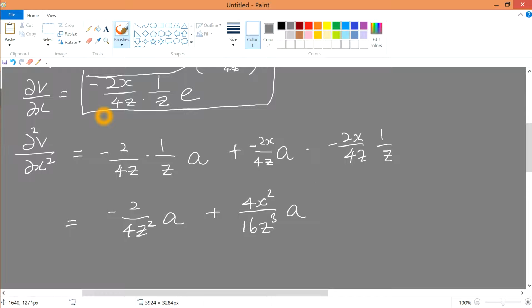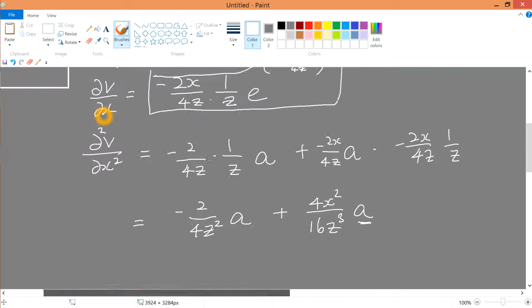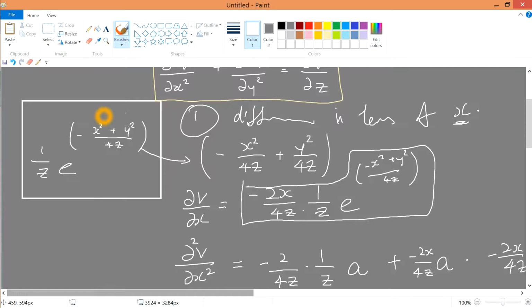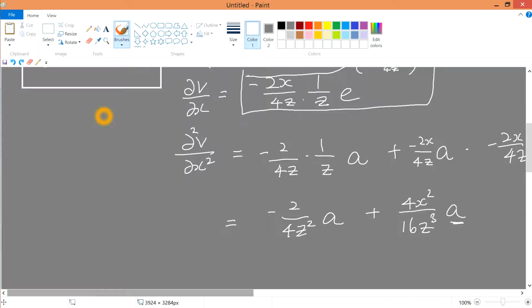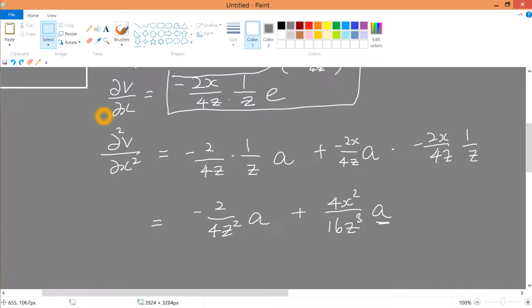A, where a is what we have defined earlier, this one. Okay, not this one, this term, right? So this is the second order partial differentiation of the v in terms of x.